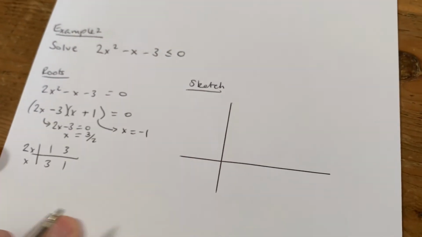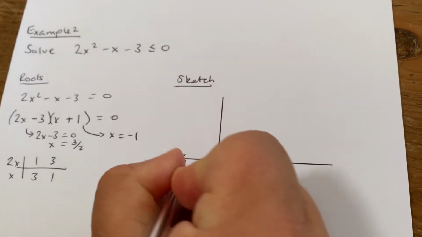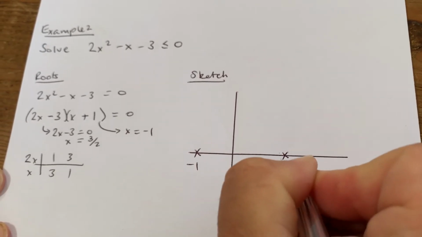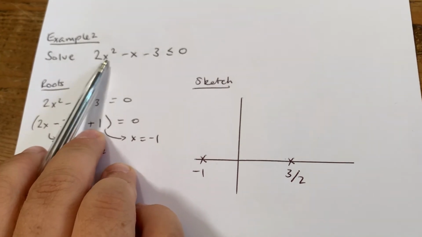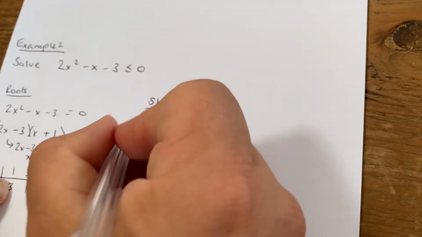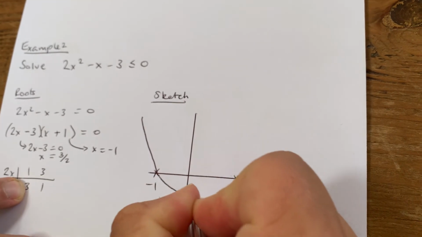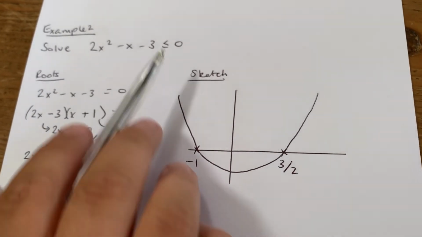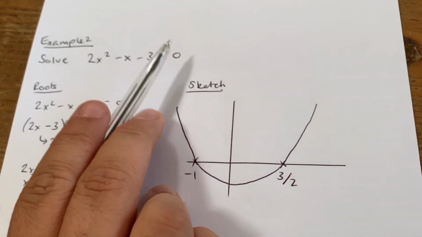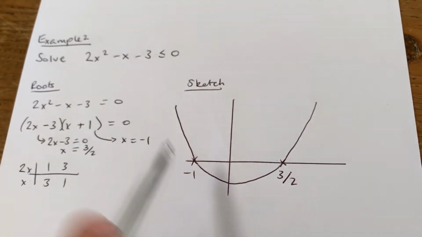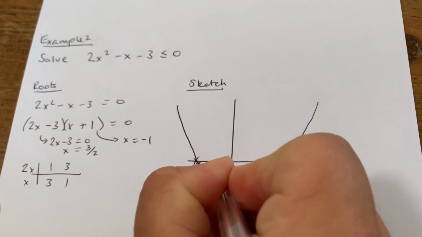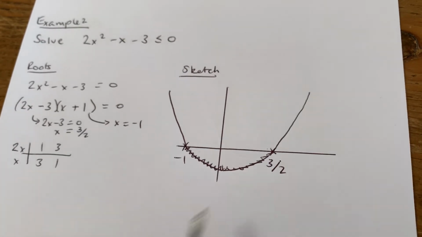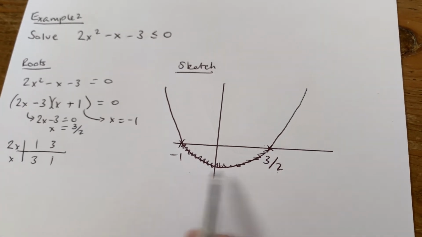Doing the sketch, I've got minus 1 as one solution, positive 3 over 2. It's a positive x squared, so it's a happy one again. So it's coming down and it's looking like this. Now, this time I want to know when is a curve less than or equal to 0. In other words, when is it below? So it goes below here and there. So therefore x is between these two values.